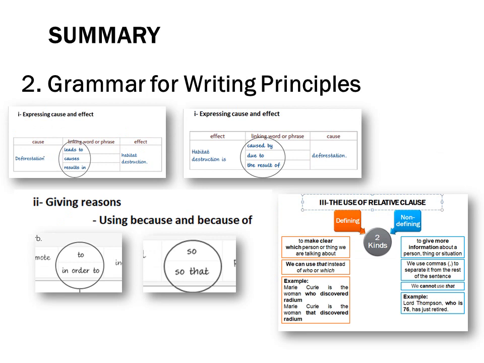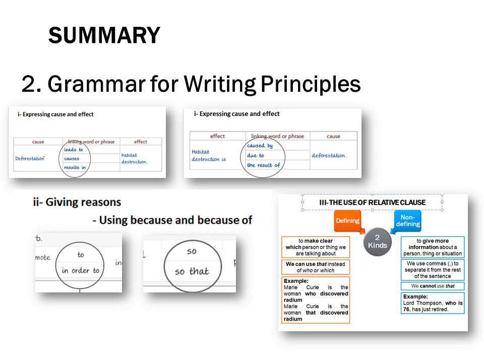We have been introduced to some points in grammar for writing principles. How to express cause and effect by using linking words and phrases that show the relation between the cause and the effect, such as leads to, causes, results in, and another group of linking words and phrases that show the relationship between effect and cause, which are caused by, due to, the result of.